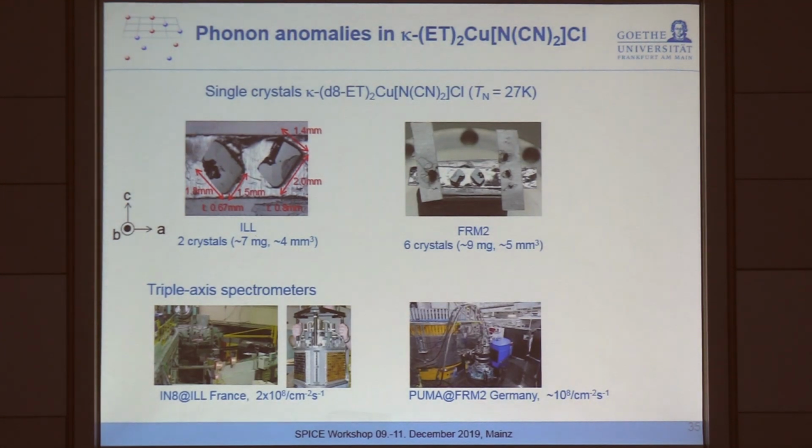Here we come to the experiment. We did experiments on two triple axis spectrometers, one at the ILL in France and the other at the FRM2 in Garching, Germany. In this case, we used two crystals with an overall mass of 7 milligrams, and in this case, a collection of 6 crystals with an overall mass of 9 milligrams.